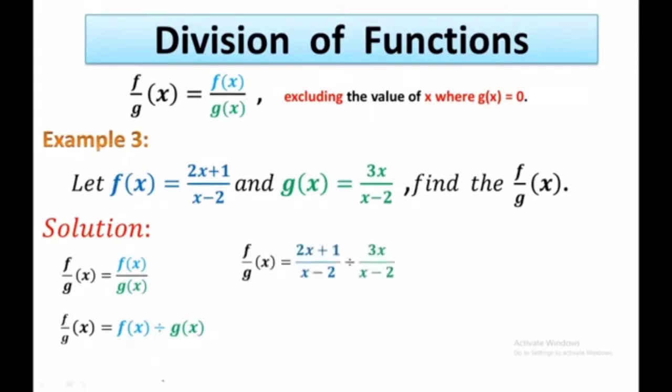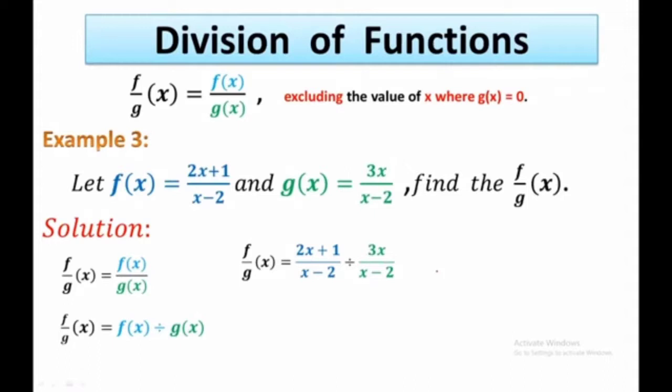Now, for the f of x over g of x, let's substitute the values of f of x and g of x. So we have 2x plus 1 divided by x minus 2, which is 2x plus 1 over x minus 2, divided by 3x over x minus 2. That is our g of x.